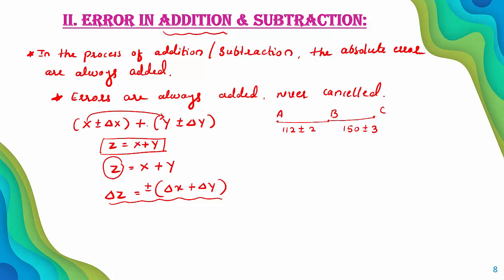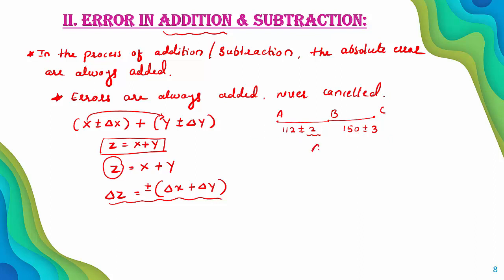See here, the distance between A to B is how much? 112 centimeter. That may be 114 or 110 because there is an error of plus or minus 2. And similarly, the distance between B to C is 150 centimeter. So there is an error. So that may be 153 centimeter or 147 centimeter.